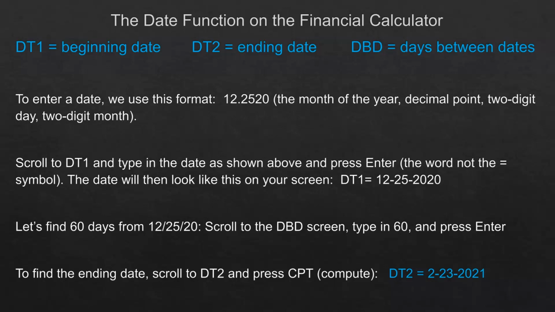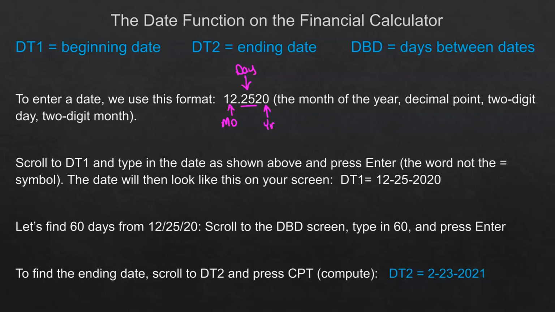Now we're going to do a little bit of practice because you've just got to practice this, and you have to remember where it's located so that you know how to access it. To enter a date, we use this format. We put in the month of the year. So in this case, it's 12, so December, and then the decimal, and then the day. So this is the month. This is the day. And this is the year.